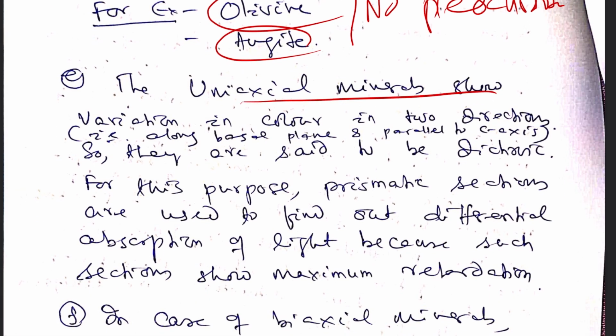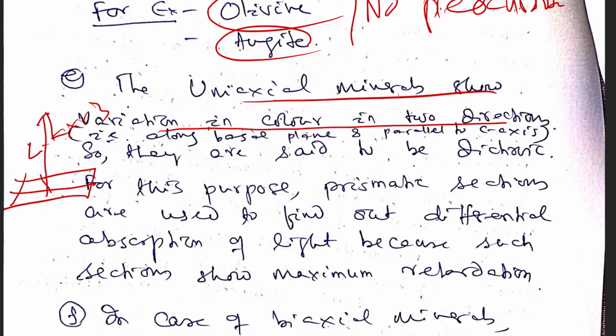The uniaxial minerals show variation in color in two directions, that is parallel to the C-axis and perpendicular to the C-axis. This is the basal plane and this is the C-axis direction, perpendicular to the basal plane. So these are the two directions along which the vibrations vary, and that's why the color varies in these two directions.